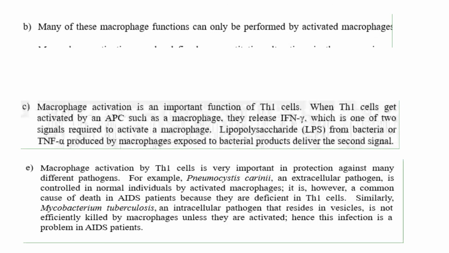Macrophage activation by the T helper 1 cells is very important in the protection against many different and very important pathogens. For example, Pneumocystis carinii in AIDS patients is controlled in normal individuals by activated macrophage. It is, however, a common cause of death in AIDS patients because they are deficient in T helper cells.